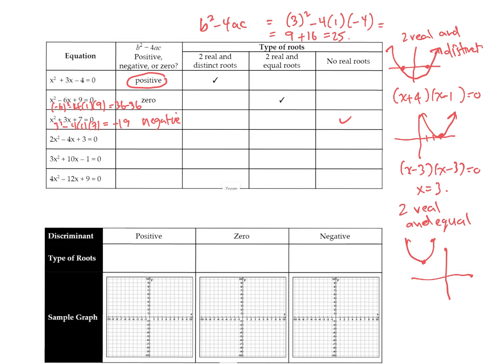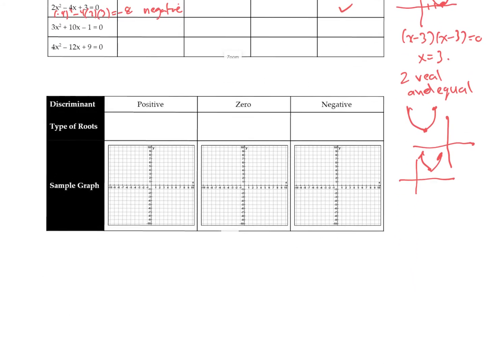Okay, let's do the next one. So b is negative 4, a is 2, c is 3. That works out to be negative 8. So again, it's negative. It would have no real roots. If I graphed that last one, it has a vertex over here and is concave up. So I can confirm by Desmos whether it is what it looks like. Just type it into Desmos.